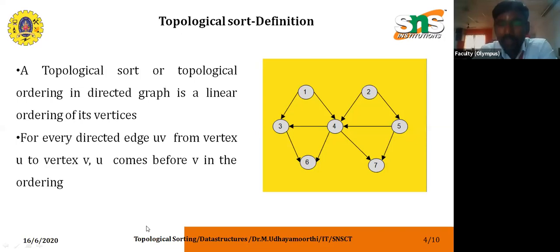Okay, so it is a very, very important question for your semester exam, and all of you can observe this. Another thing is that topological sorting is only applicable for a directed graph, not any other graphs. It is not applicable for an undirected graph.